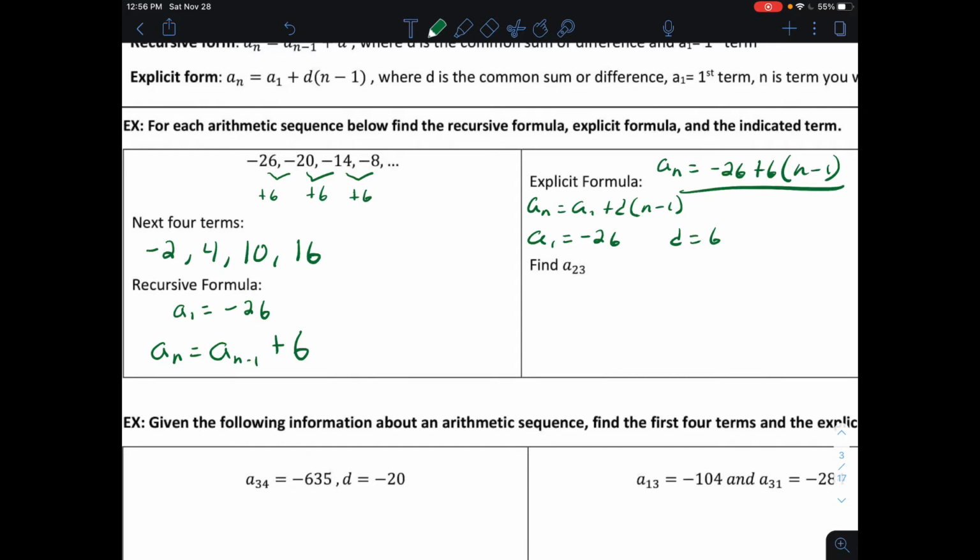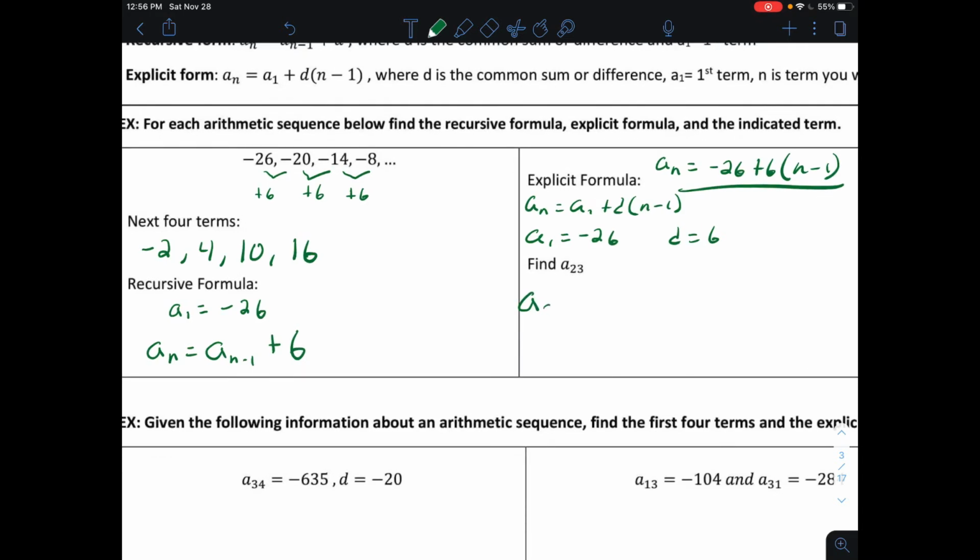We can use that explicitly defined function to find any term we want to know. So for the 23rd term, instead of just copying this sequence out until I get to the 23rd term, all I would need to do is put in 23 for n and evaluate in our explicit equation. So we'd have negative 26 plus 6 times 23 minus 1, and then we would just evaluate that to get an answer. And we'd wind up getting the 23rd term, so a23 is going to equal 106.